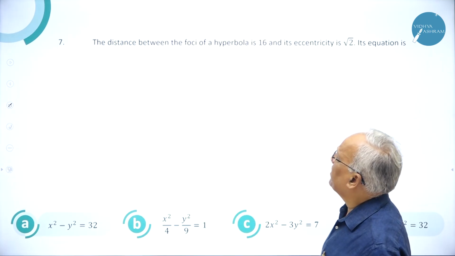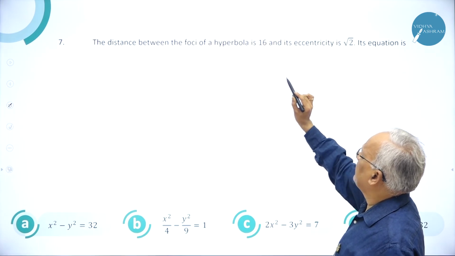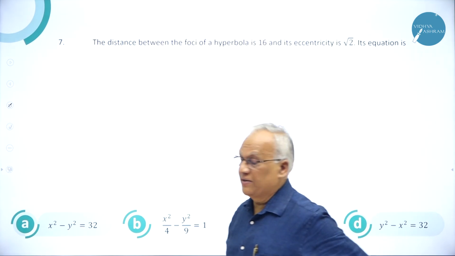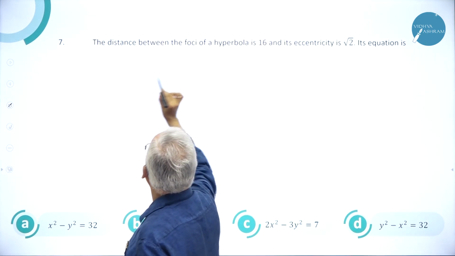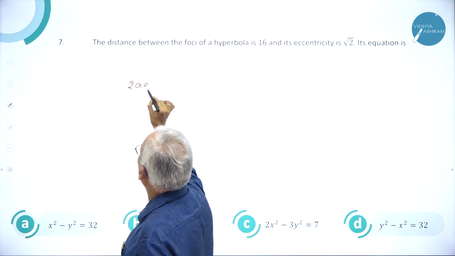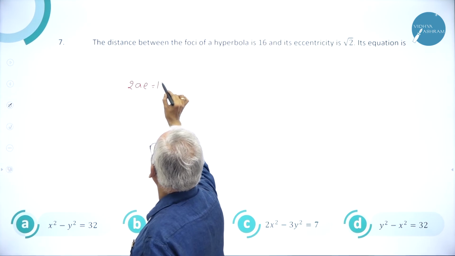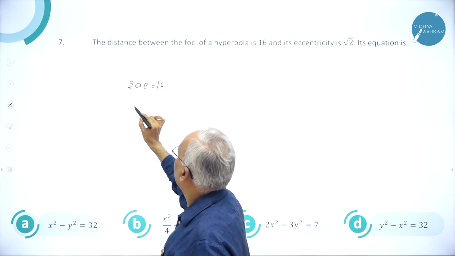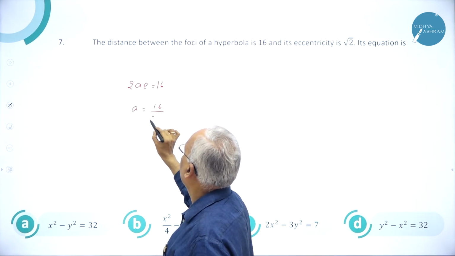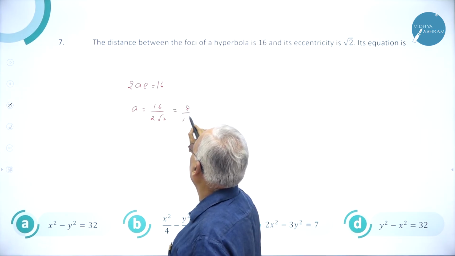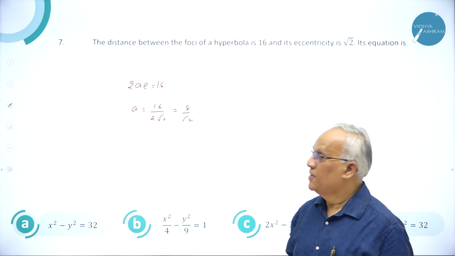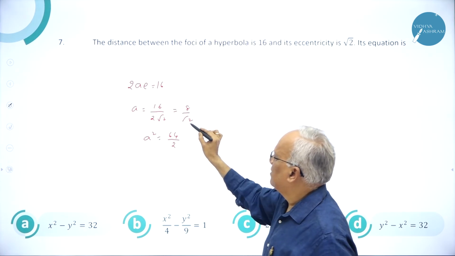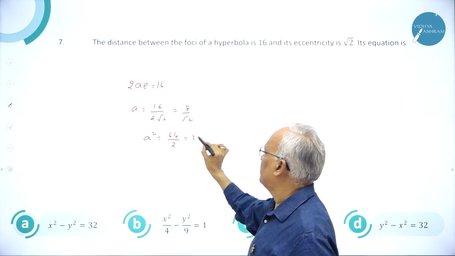Next, the distance between the foci of a hyperbola is 16 and its eccentricity is root 2. Then what is the equation of the hyperbola? The distance between foci is 2ae, which is equal to 16, given. And you also know e equals root 2. Therefore, a equals 16 divided by 2 into root 2, which is 8 by root 2. Therefore, a squared is 8 squared by root 2 squared, which is 64 divided by 2, equal to 32.